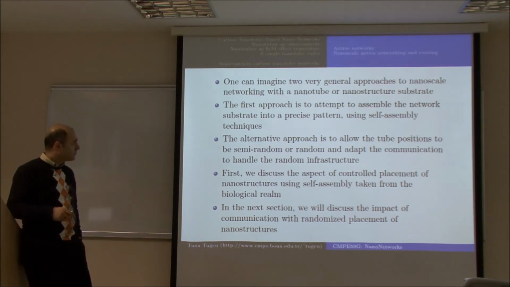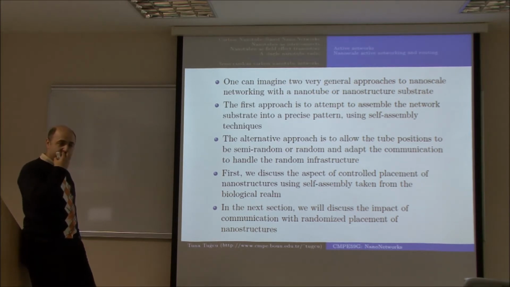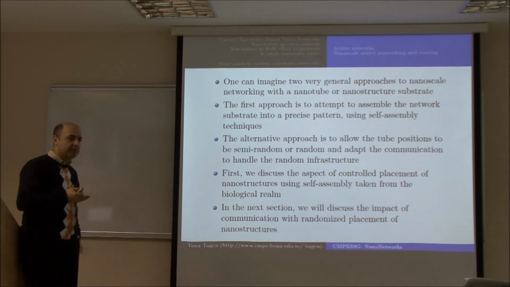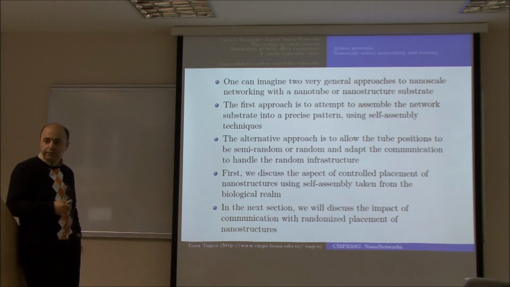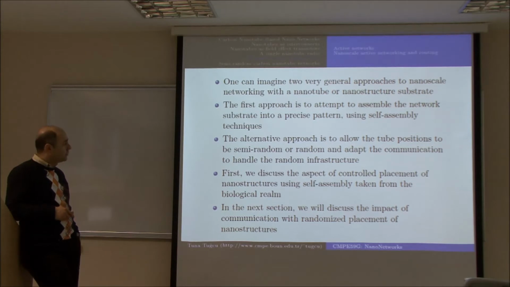Okay? And the alternative is, since it's difficult to deploy the carbon nanotubes this way, in a precise manner, you just deploy them randomly and then try to work with that random network of carbon nanotubes. We'll first talk about the first one, then we'll come to the second one. The second one is easier, of course, for deployment purposes, but of course, more difficult to handle.